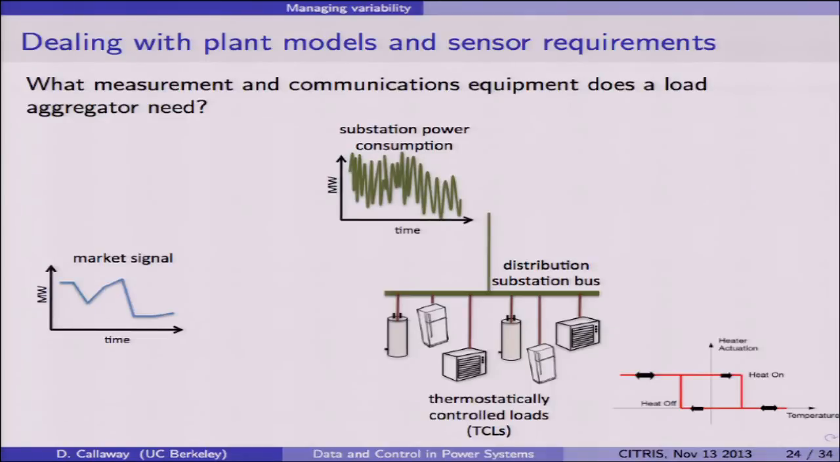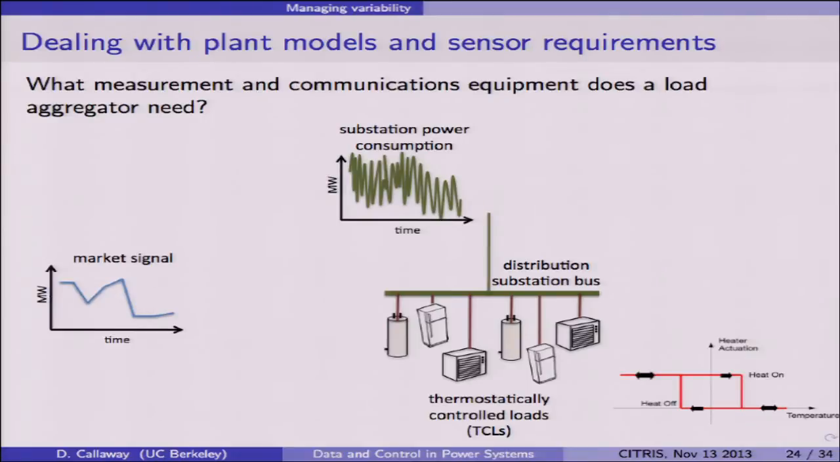So why do that? One reason is that it's only 1 meter instead of 1,000 meters on a distribution feeder, for example. But another is that actually that meter in many cases is already there because load-serving entities, the investor-owned utilities, often have that SCADA equipment in their substations already.